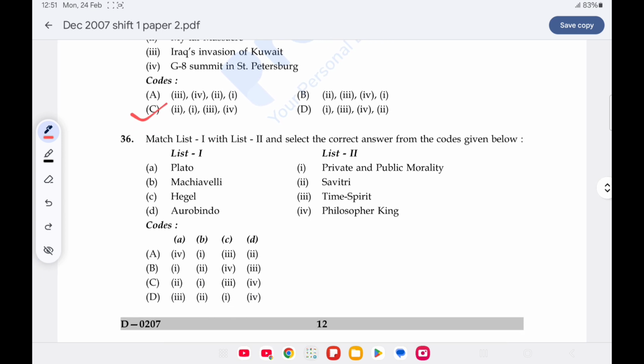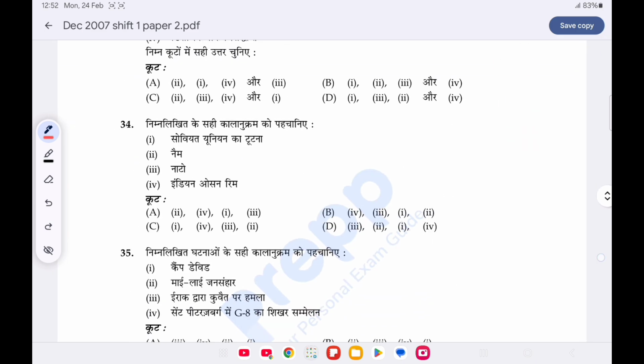Match list 1 with list 2. Option A is correct. Plato, Philosopher King, Machiavelli, Private and Public Morality, Hegel, Time Spirit, and Aurobindo, Savitri. Now move on to next question, question number 37.